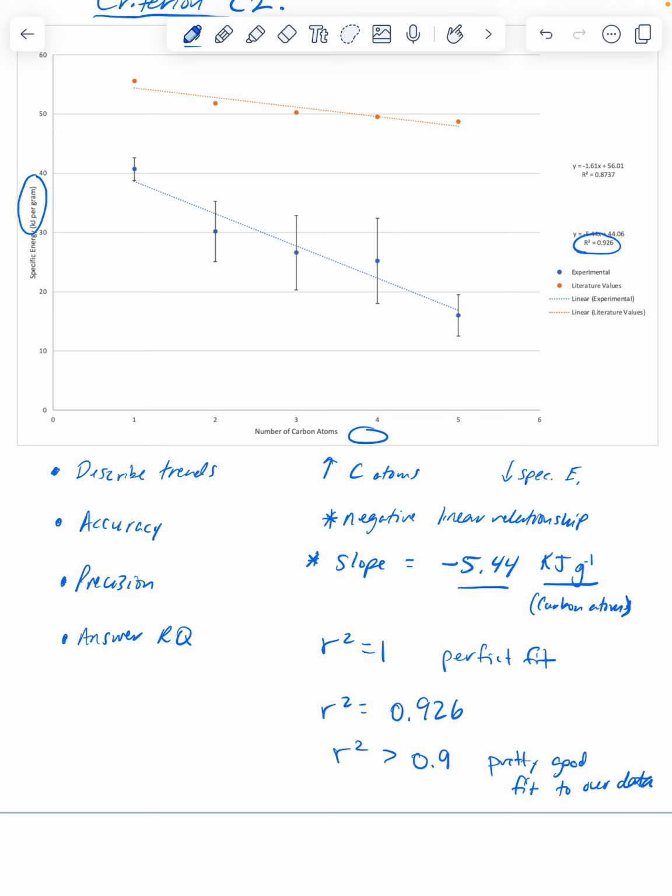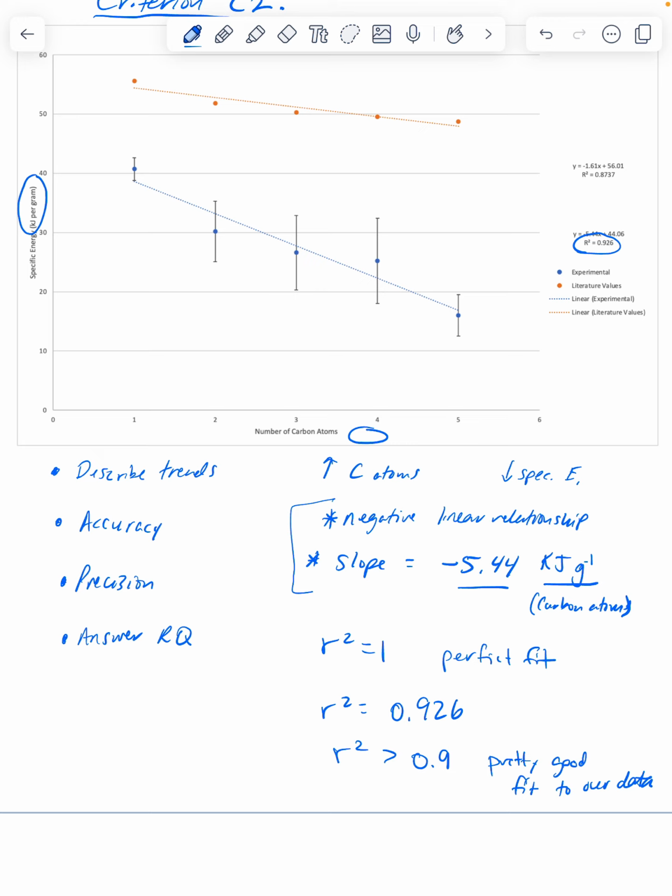So if we had a very low value and it was clearly a very bad fit for our data, then stating that our data shows a negative linear relationship and trying to interpret the slope really specifically wouldn't have a lot of meaning if the trend line was a bad fit. But since the trend line is a reasonably good fit for the data, we can interpret the type of relationship and the slope, and that probably has some value in our conclusion.